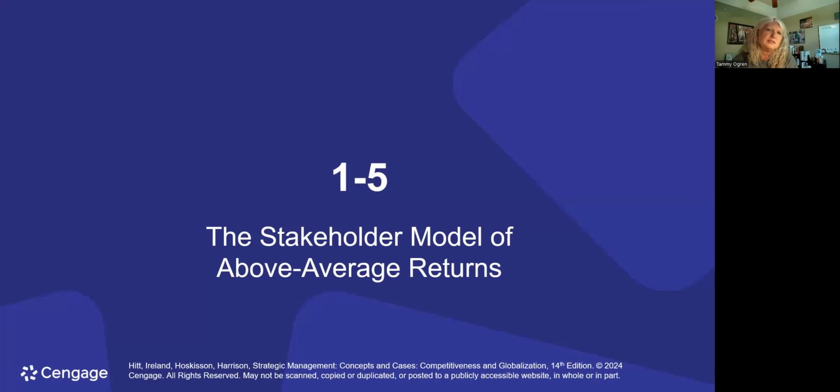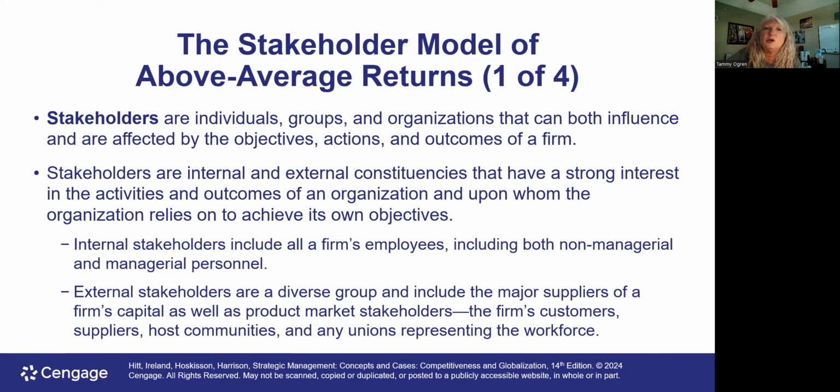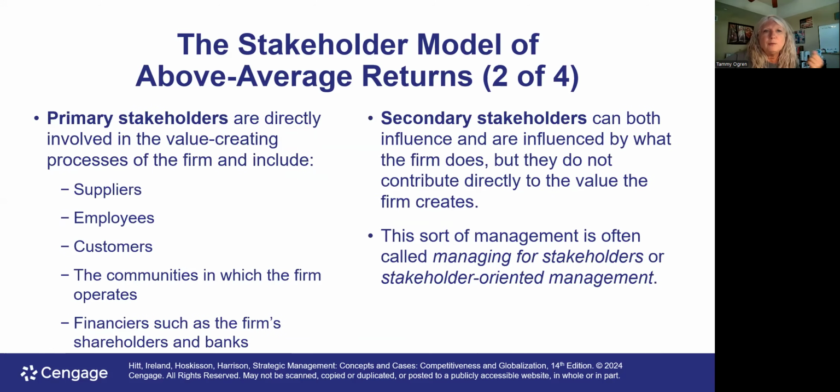So the third model is a stakeholder model of above average returns. And in this case, we're focused on who our stakeholders are. Stakeholders are anyone that has an invested interest in our organization or the products and services we sell. So stakeholders could be lawmakers, regulators, special interest groups, non-governmental organizations. It could be our board, it could be our employees. So internal and external stakeholders play a role in pricing and policing what we do, and we have to meet their needs.